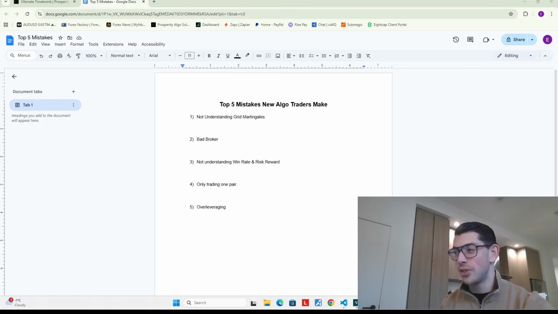The third mistake here is not understanding win rate and risk reward. A very common question I get asked, which causes a bit of a chuckle, is people asking for, hello, I'd like a high risk reward bot with a high win rate.